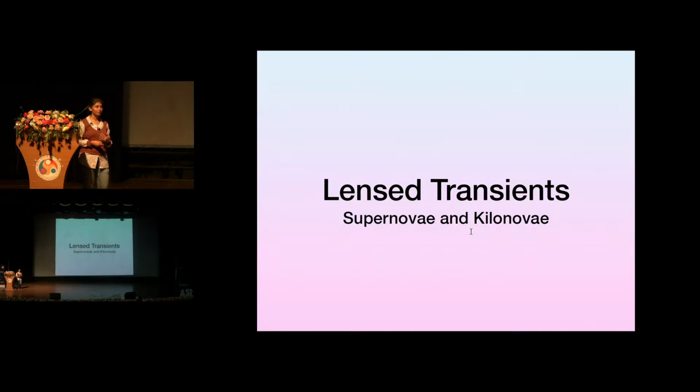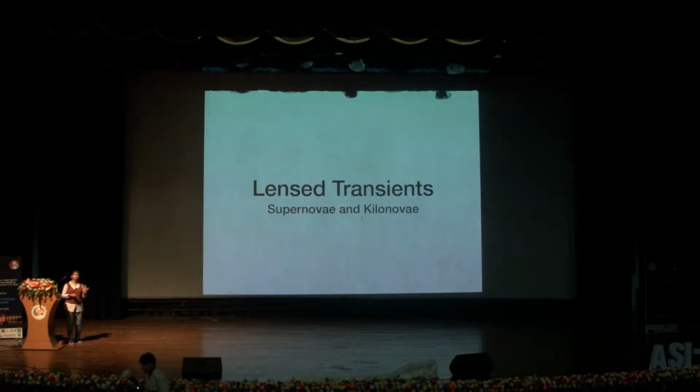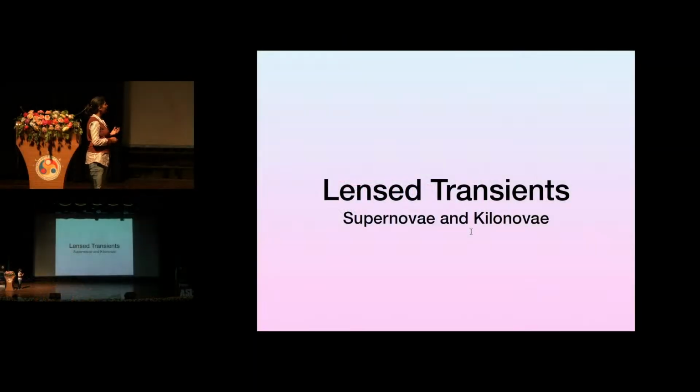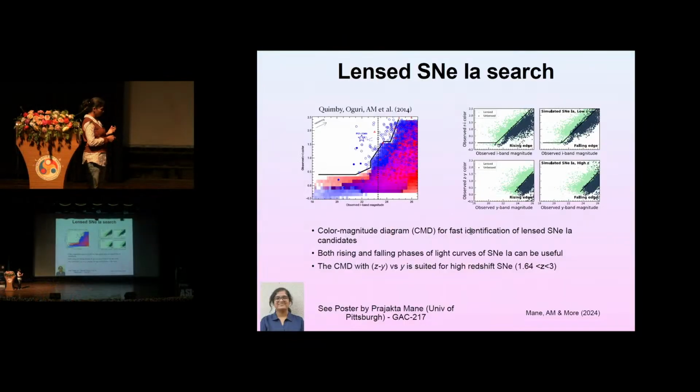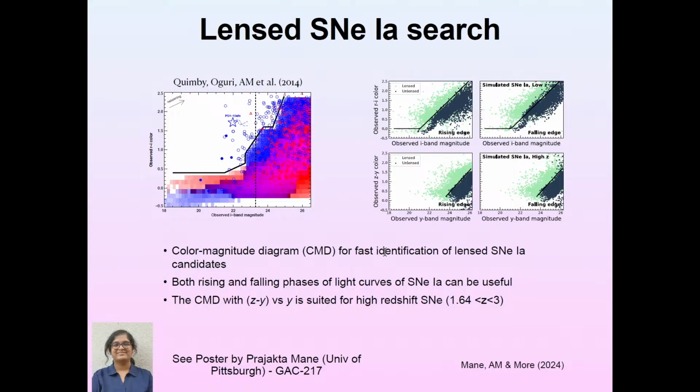As I was mentioning earlier, the lens transients, for example supernovae and kilonovae, can be extremely useful not only to do cosmology but also to learn more about these sources themselves. So to this end, we have been looking at some fast methods that will allow us to rapidly distinguish supernovae of type 1a from some other kinds of transients.